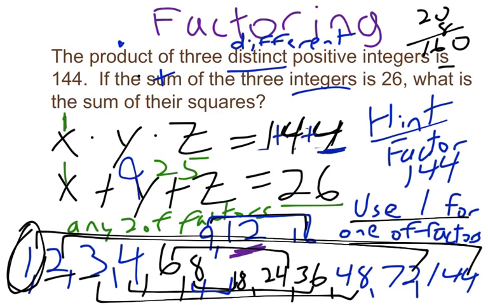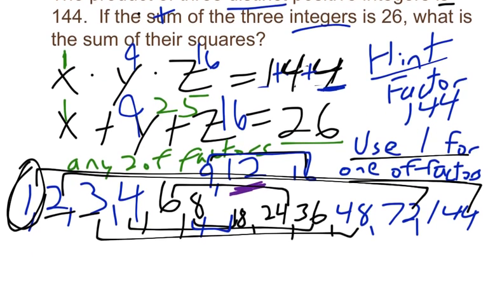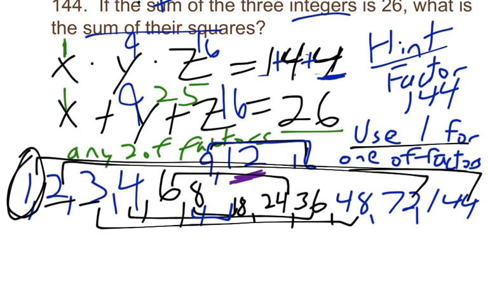Y is 9, Z is 16. They add up to 26. They multiply to give me 144. So that factor tree is huge to help you there. Now the question wants to know the sum of their squares.